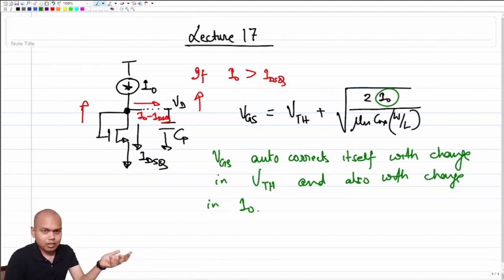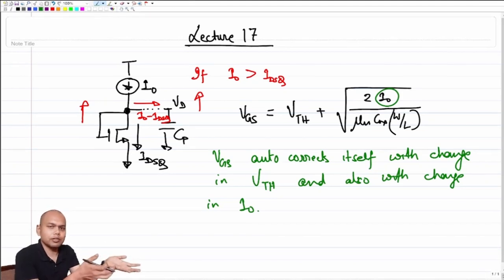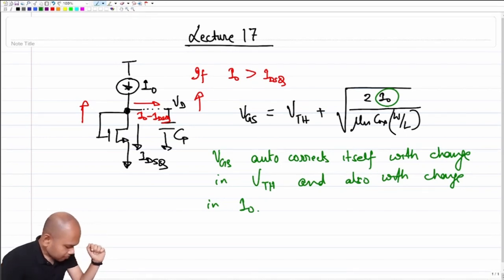So this is equivalent to the example here: you are asking the transistor to develop its own voltage in order to sink in the current I naught. Your requirement is you need to sink in the current I naught. You don't know what VGS to give. So you are asking the transistor, hey, tell me what VGS you want so that current of I naught can be sunk in. The transistor says, okay, fine, connect it in this format and I will give you the adequate VGS. Now you change I naught, the VGS will also change.